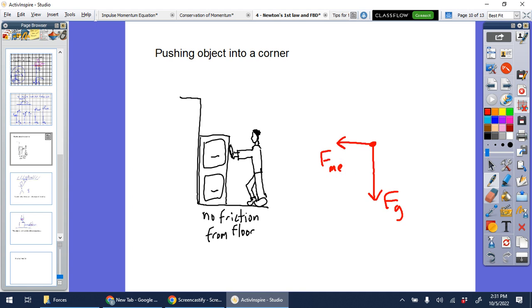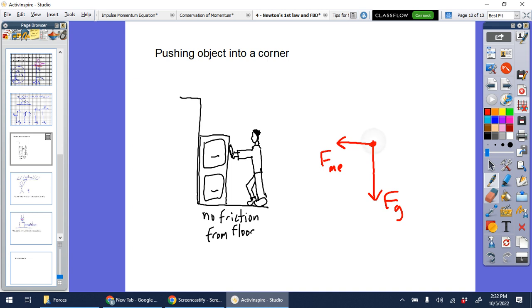Notice there are two flat surfaces, a wall and a floor. So one of the points of this particular example is that there can be more than one normal force, one for each surface. There's not just one normal force for a scenario. Every flat surface can have its own normal force. So you can have a normal force from the floor and a normal force from the wall, and you probably want to label them as such.